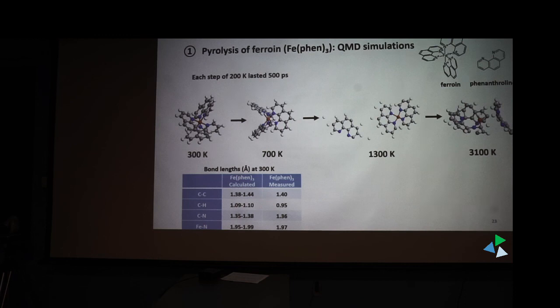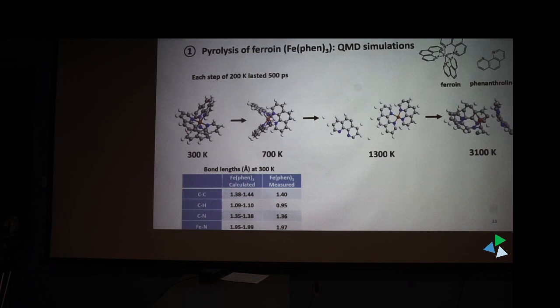The first step was to investigate the pyrolysis of ferrin. This is a quantum molecular dynamics simulation. So what is ferrin? It's this nice three-dimensional molecule with an iron atom at the center, which is linked to six nitrogen atoms. And so the iron atom is related to three orthogonal planes, which are made of another molecule called phenanthrone. So we have three phenylethylene planes, three octagonal phenylethylene planes. This is the basic structure of phenylethylene.